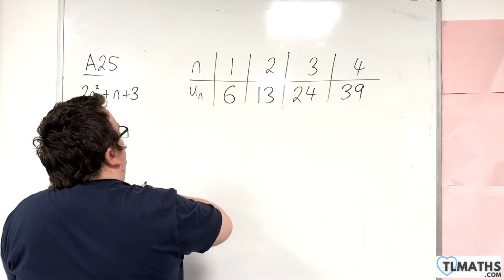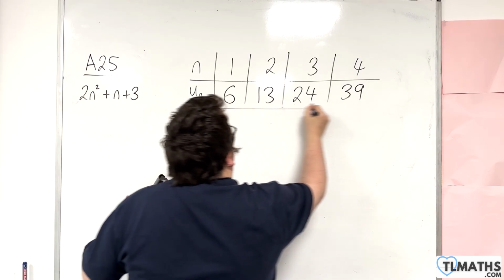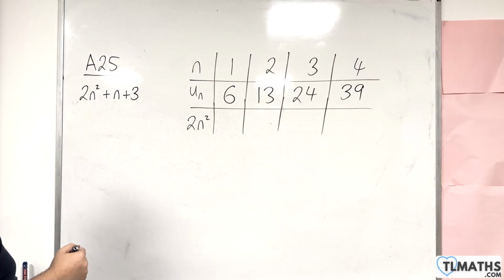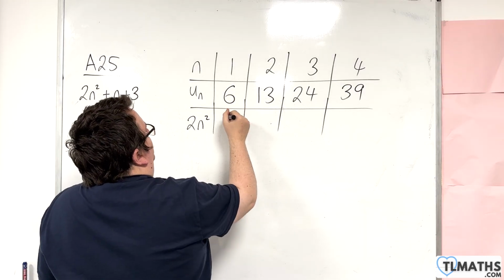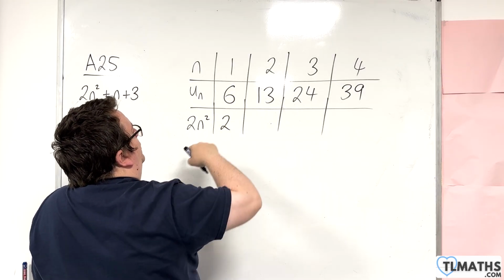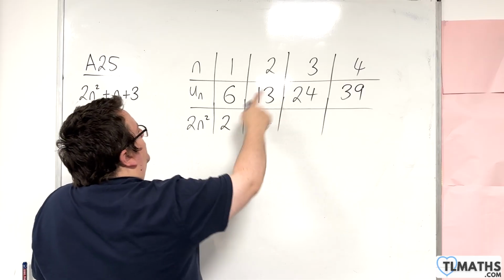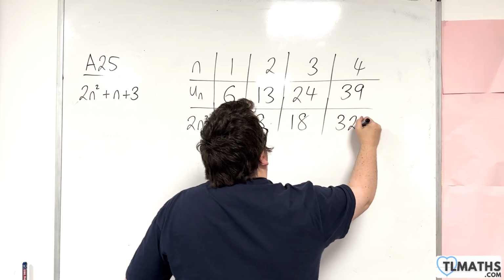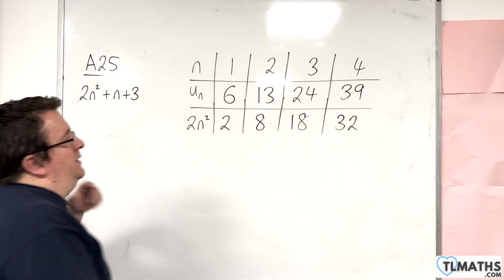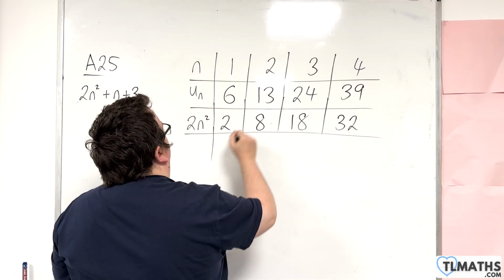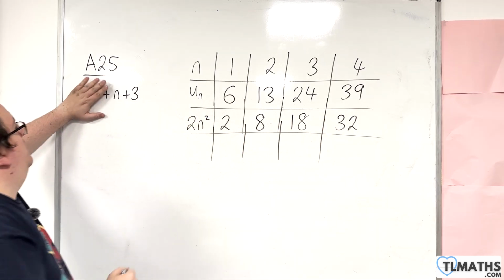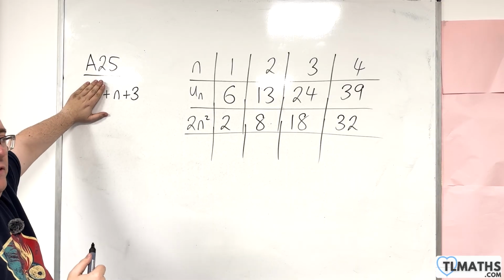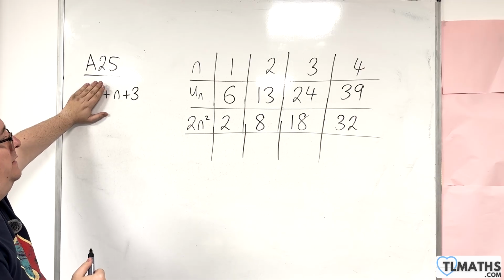So what I'm going to do is add 2n squared to my table, like so. I'm going to work out what 2n squared is. 2 lots of 1 squared is 2. 2 lots of 2 squared is 8. 2 lots of 3 squared is 18. 2 lots of 4 squared is 32. And then I'm going to subtract the 2n squared away, which will allow me to focus in on the linear term, so the arithmetic sequence that I've got there.